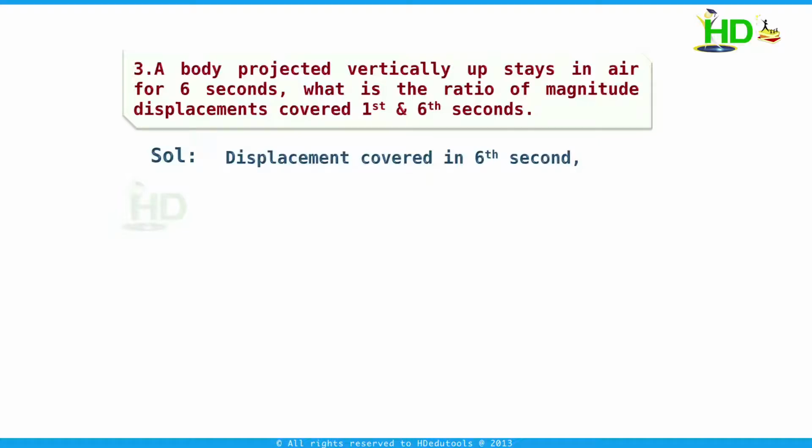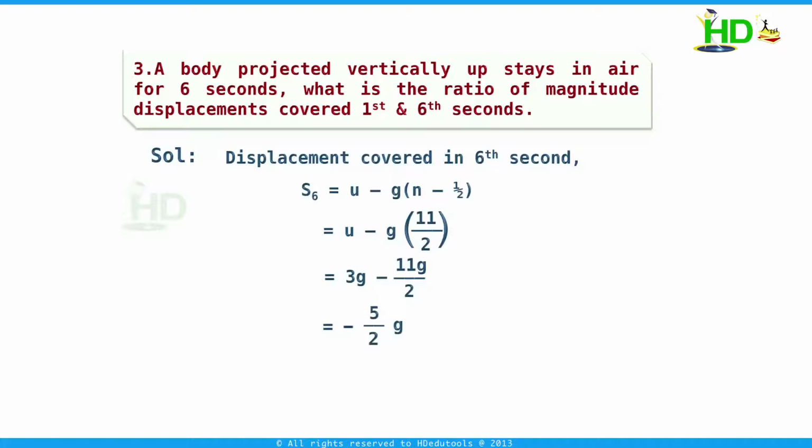Again taking the equation u minus g into n minus 1 by 2. In this case n equivalent to 6. This is equal to u minus g into 11 by 2, that is 6 minus 1 by 2. Now this is equal to 3g minus 11g by 2. This is equal to minus 5 by 2g. If we consider the ratio of displacements, 1 is to minus 1. If we consider the ratio of distances, that is magnitudes, 1 is to 1.